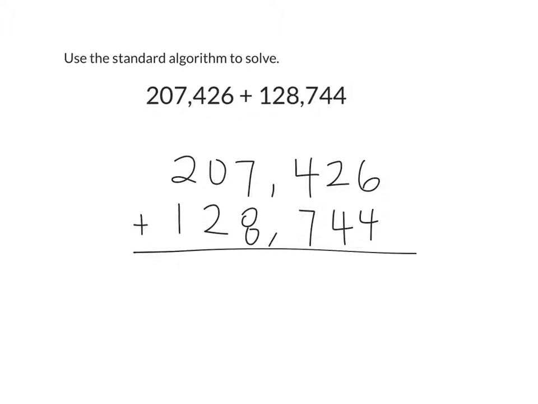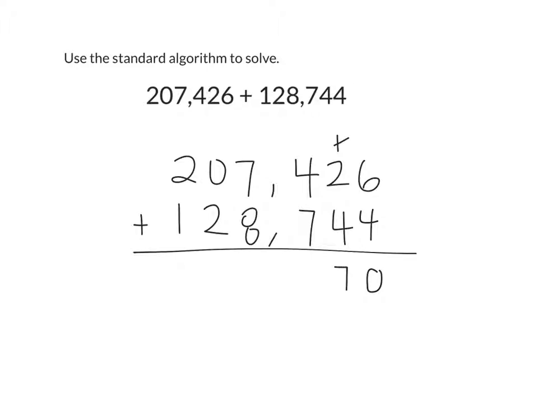If I have 6 ones and I want to add 4 more ones, how many ones do I have altogether? Everyone? 10. 10 ones. But I know 10 ones can become 1 ten. So I'm going to regroup all 10 of them. So I'm going to have 0 left. And I'm going to regroup them to become 1 ten. Very good. Now I have 1 ten. I'm going to add 2 more tens. And I'm going to add 4 more tens. So how many tens do I have altogether? 7. 7. Good. No regrouping necessary.